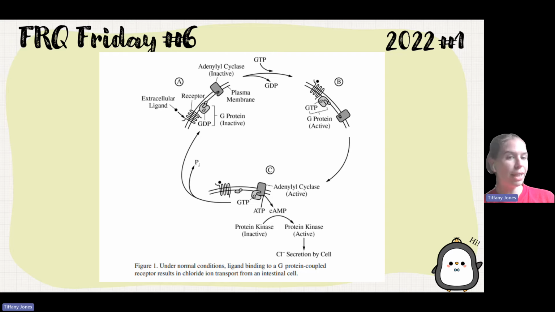Our extracellular ligand is going to bind to our receptor. Notice our receptor in A has GDP. Above, you're going to see that the GDP comes off and the GTP is bound when our ligand binds, which is going to activate our G protein. The G protein then is going to activate our adenylyl cyclase, which converts ATP into cyclic AMP. The cyclic AMP acts as a secondary messenger and is going to activate our protein kinase, which then causes the secretion of chloride from the cell.